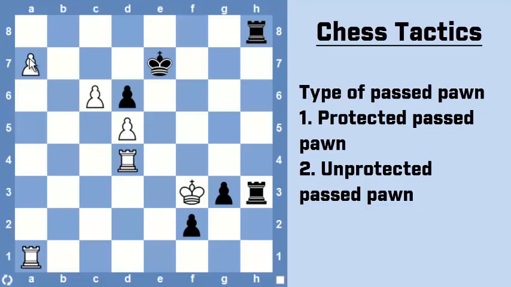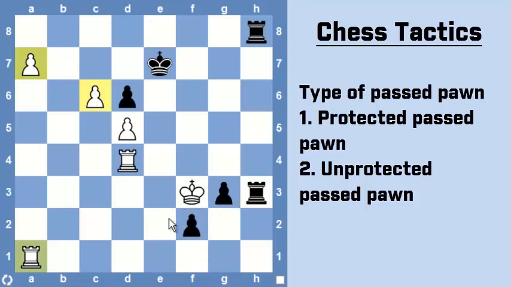This pawn on A7 is protected because the rook on A1 is guarding it. This pawn on C6 also is a protected passed pawn because it is being protected by this pawn on D5. So this is a protected passed pawn. Now this is also a protected passed pawn because it is protected by the pawn on G3.